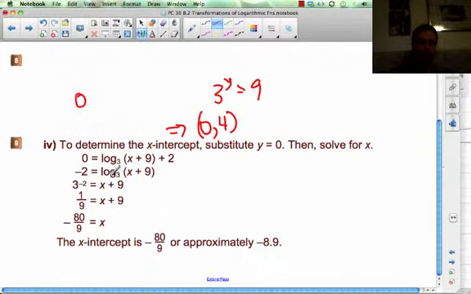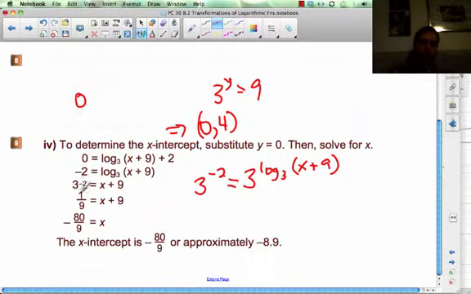Now, to get rid of log base 3, we have to take the inverse. 3 to the log base 3 of x plus 9. So we take 3 to the power of this side, whatever your base is, that's what your base is here, 3 to that power. And then we take 3 to the power of the other side as well. Okay, now 3 to the power of log base 3 of x plus 9 will leave us with x plus 9.